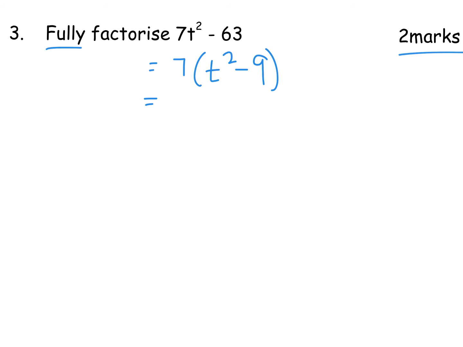So that t squared minus 9 can go further. You should notice that that is a difference of 2 squares. T and t give you t squared. 3 and 3 give you minus 9. 1 with a plus, 1 with a minus.